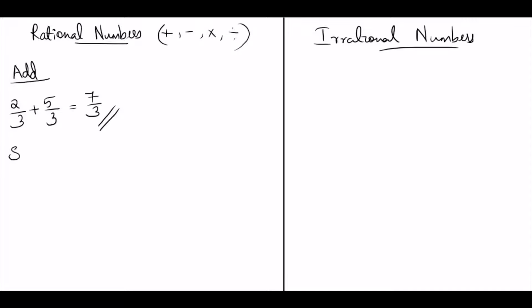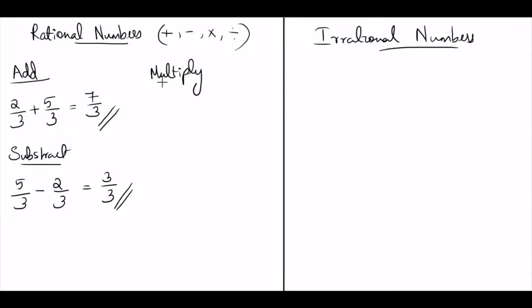Now let's subtract two rational numbers. When you subtract 5 by 3 minus 2 by 3, you get 5 minus 2 is 3, so 3 by 3. 3 by 3 is also a rational number. Now let's multiply two rational numbers. When you multiply 2 by 3 and 5 by 3, you get 5 into 2 is 10, 3 into 3 is 9, so 10 by 9.